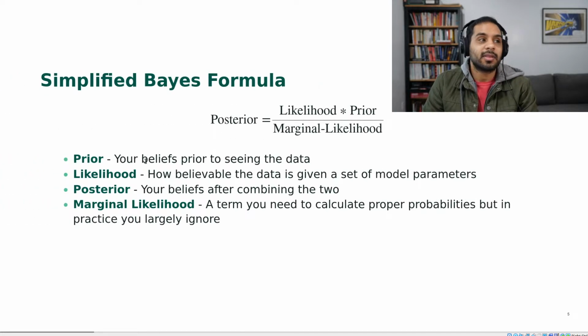So like I said before, the prior is your beliefs prior to seeing data. Likelihood, how believable the data is given your model parameters. Posterior, that's your beliefs after combining what you believed before seeing data and the plausibility or the believability of the data, and then marginal likelihood. Right now, these words will probably not mean too much to you, but at least you know there's 4 basic concepts.